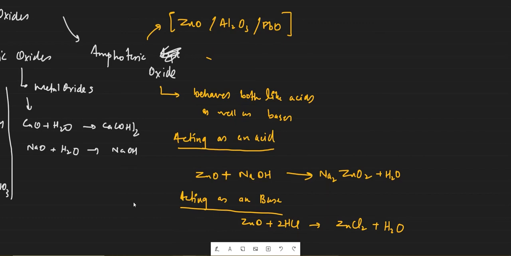Okay. Now, to close this chapter, the last topic is knowing what indicators are. Indicators are substances, dyes or pigments or colored substances, which tell us whether a solution is an acidic solution or a basic solution. How do they do that? They have a particular color in acidic solution and basic solution. Let's say I have an indicator A. It would have, let's say, yellow color in acid and blue color in base. So if I add it to a solution and the color turns blue, I would say that it's a basic solution.